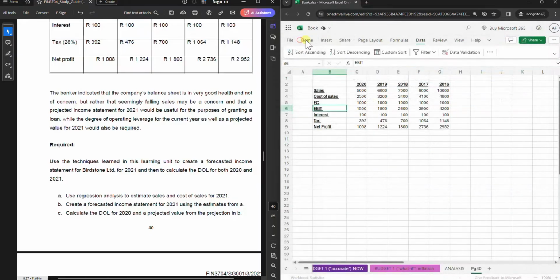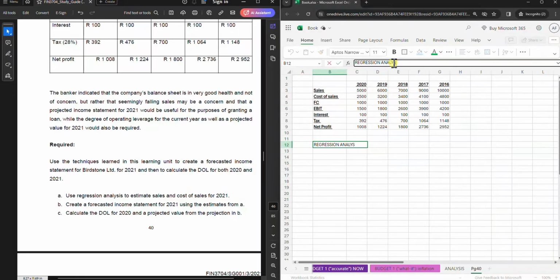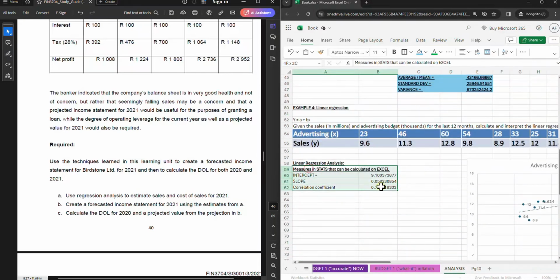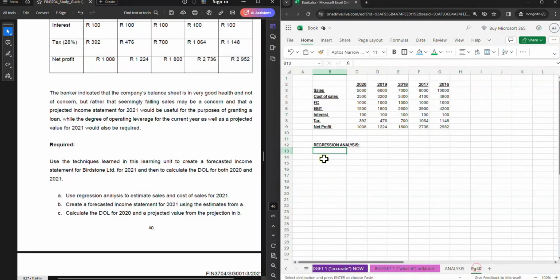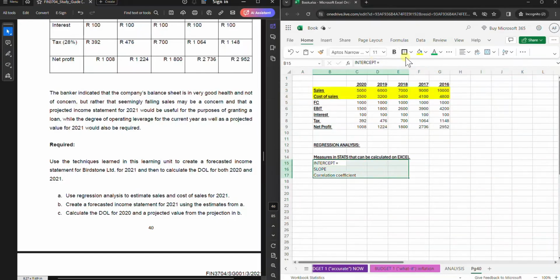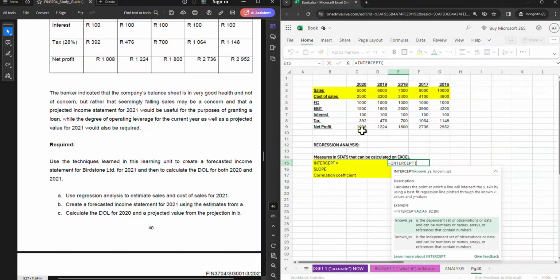Why? Undo. Okay, there we go. Okay, so earlier we had it. Let's go back and just take what we wrote there. All right, so to work out the intercept, we are looking at sales and cost of sales in order to do the regression analysis. So to get the intercepts, we need the independent values.